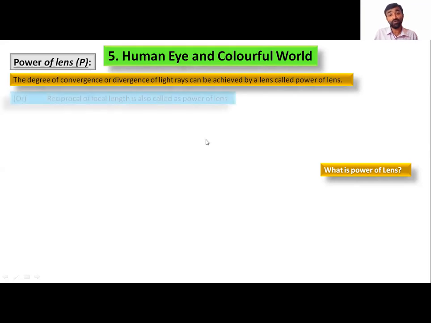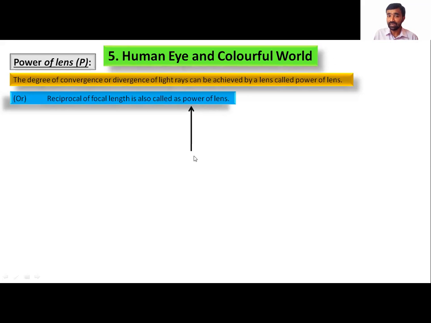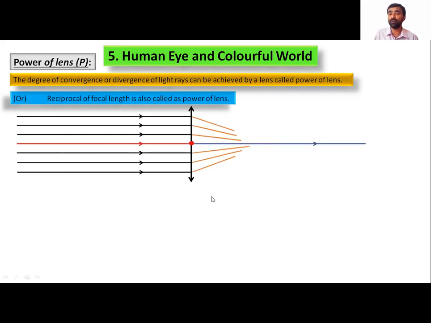Then here we have one more definition for this. Simply, it is the reciprocal of the focal length. Power of a lens is also defined as the reciprocal of the focal length. Power of a lens is denoted by the letter P. Then here, I'm using a lens. See what happens if a parallel beam of light rays is focused on it. It can converge at a point.